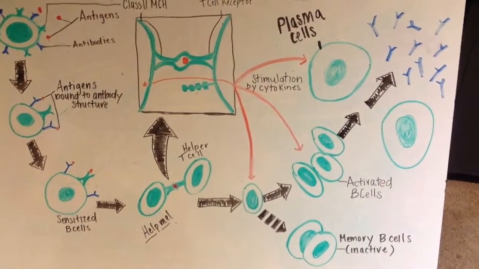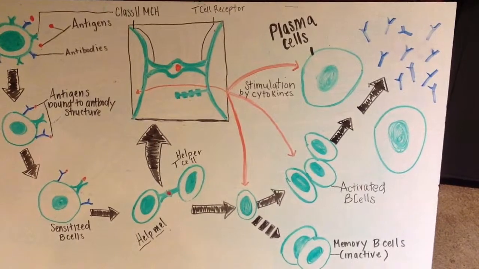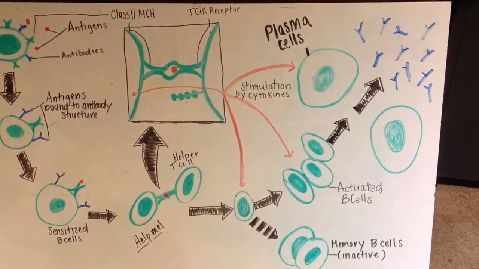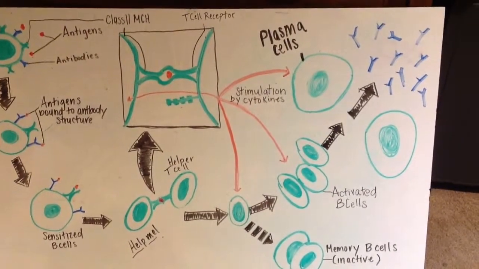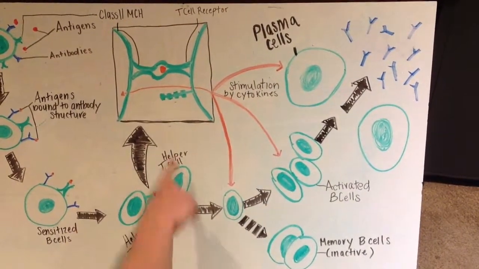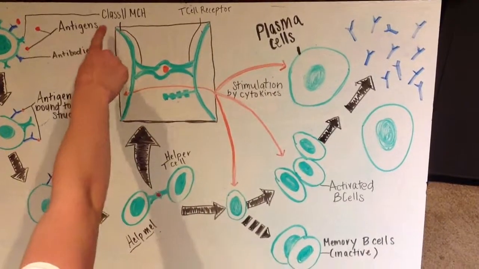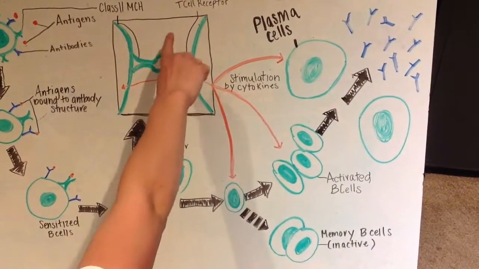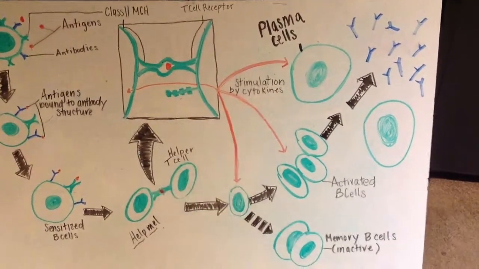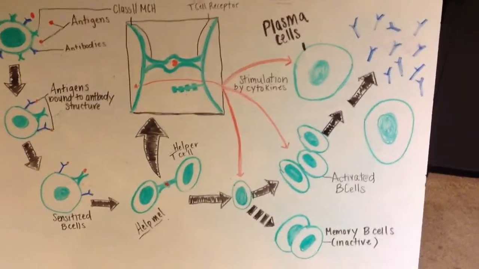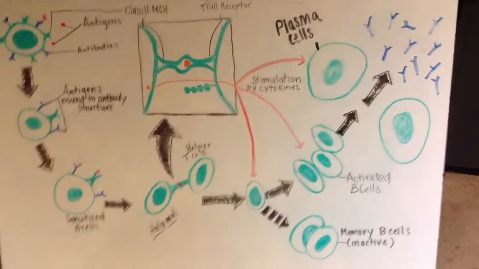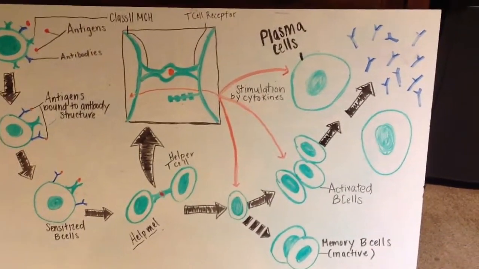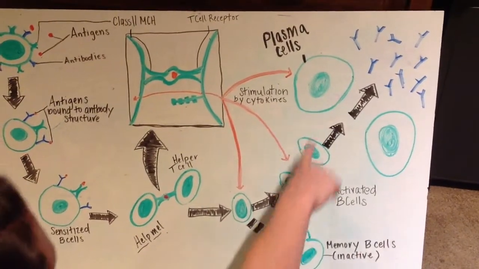Activated helper T cells encountering the antigens release cytokines and can stimulate the sensitized B cell and trigger its activation, seen here. It's important to remember that this is a class 2 MHC, and when it encounters it, it binds to a T cell receptor. The activated B cell then divides, producing memory B cells and plasma cells that secrete antibodies.